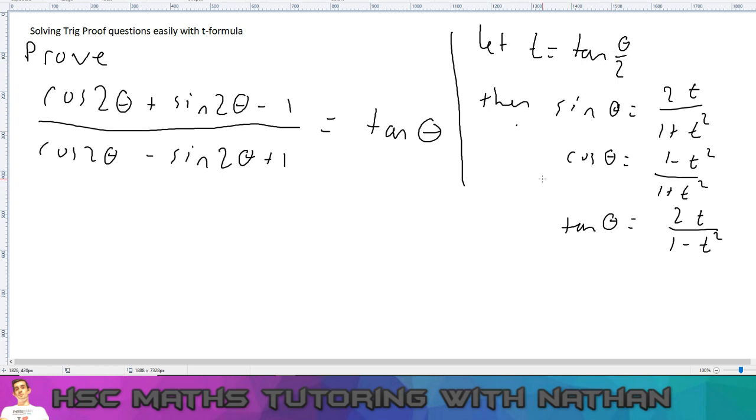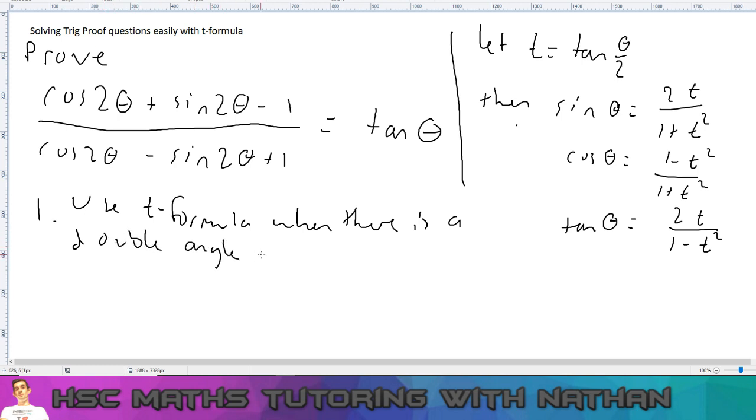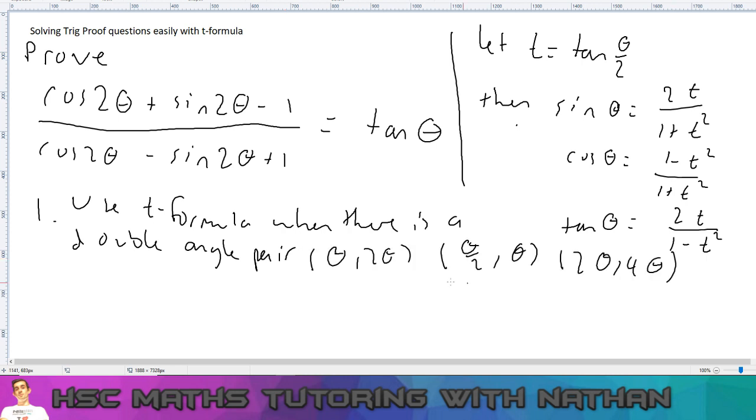If you look at this question, I picked this one because there's no theta on 2 and theta, there's instead theta and 2 theta. So the first thing, we can use t formula when there is a double angle pair, such as theta and 2 theta, theta on 2 theta, or even 2 theta and 4 theta. They're the three you may see. This is the standard one. That's common, and that's rare, but I've still seen it. So as long as you've got this pair, you can use t formula.